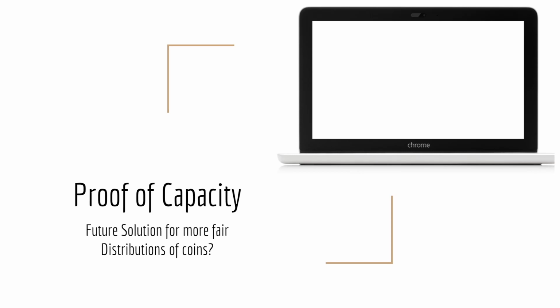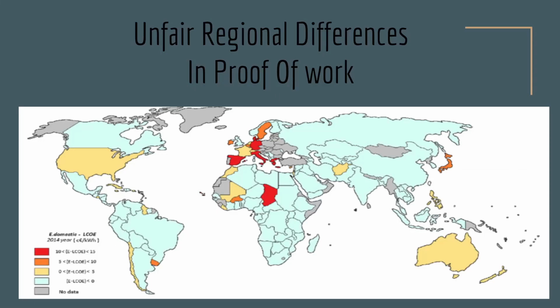But let's look into one of the things I didn't talk about in that video, which is the regional differences between electricity costs of proof of work. So this is one of the big issues.